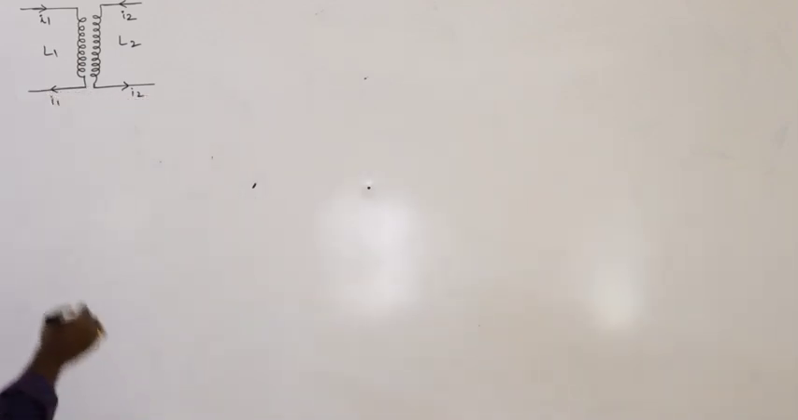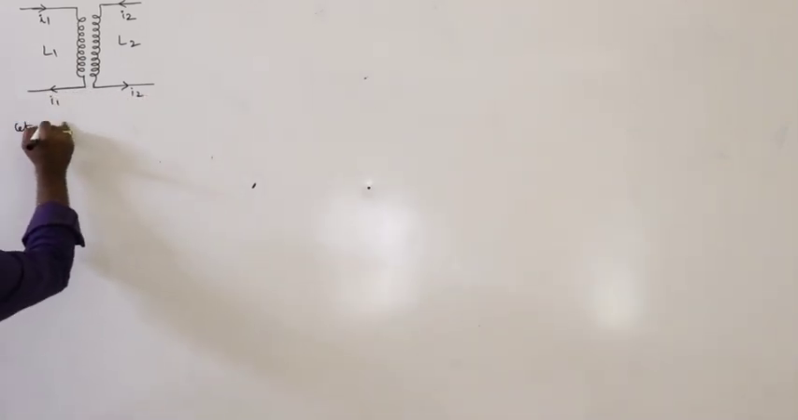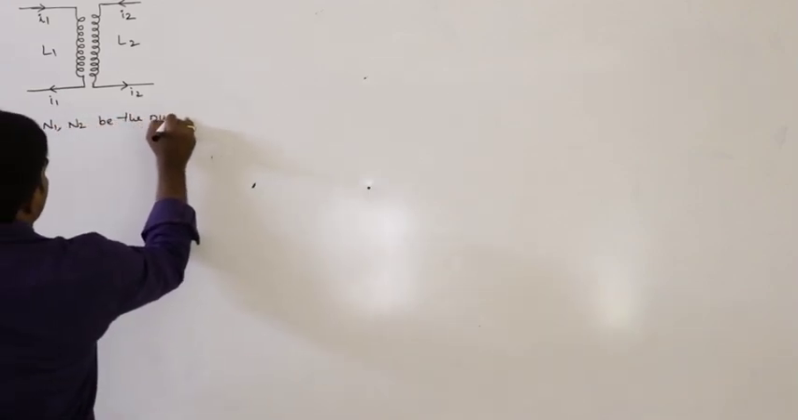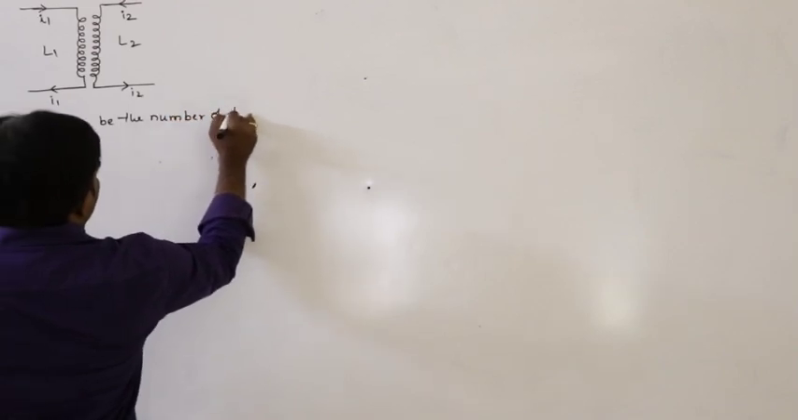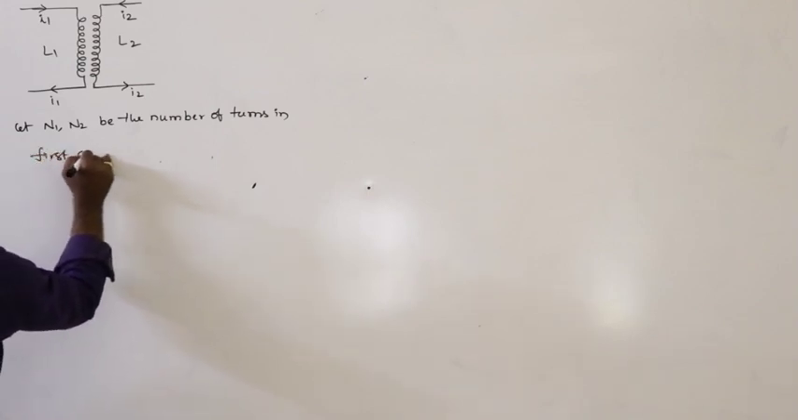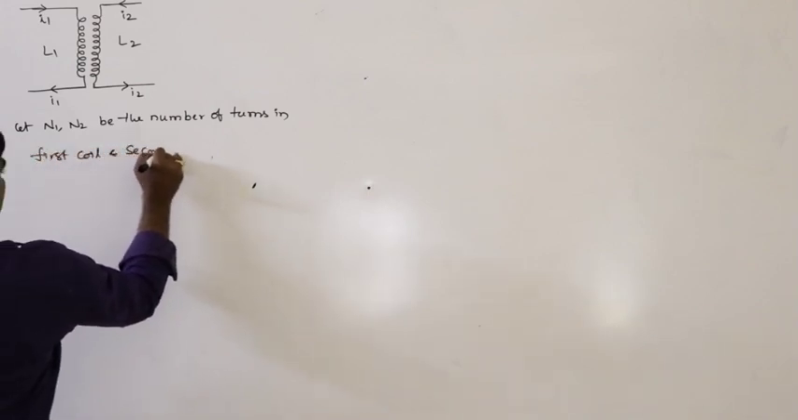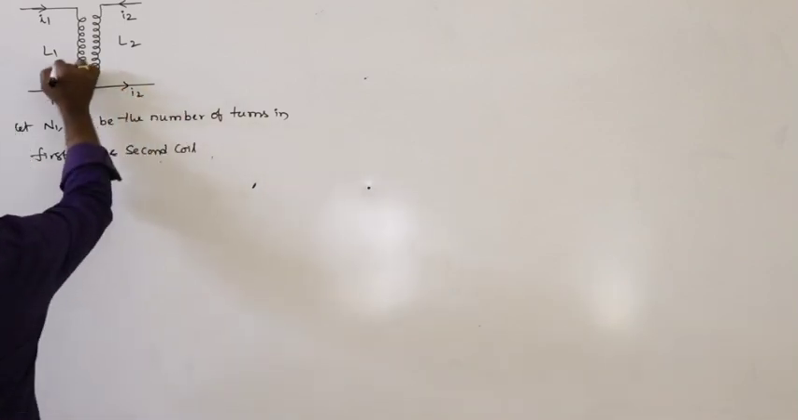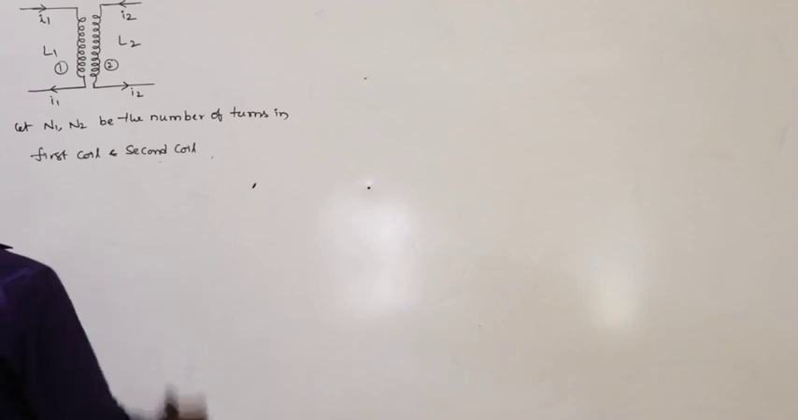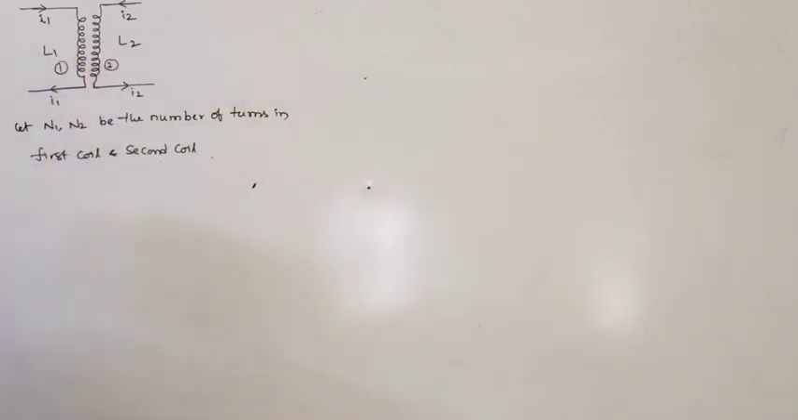So what is the flux linked with the first coil? Here let N1, N2 be the number of turns in the first coil and second coil. Let I1, I2 be the currents passing through the first coil and second coil. L1, L2 are the self-inductances of the first coil and second coil.